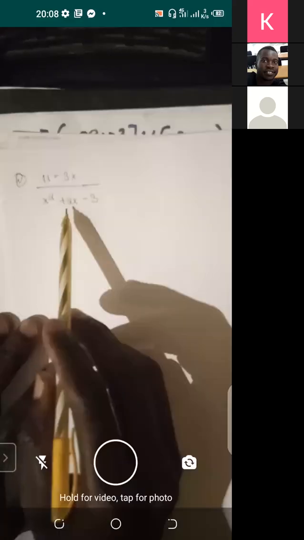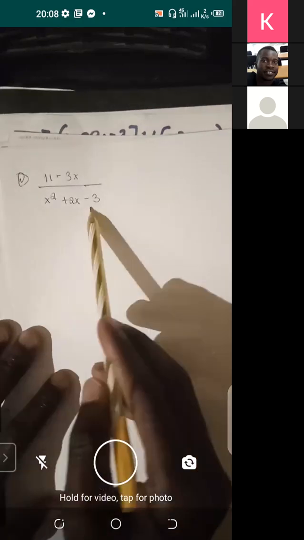So here we are going to look at the denominator. We see that it is a quadratic function. So we see if it is factorizable, and if so we factorize. So let us try to factorize the denominator, x squared plus 2x minus 3.